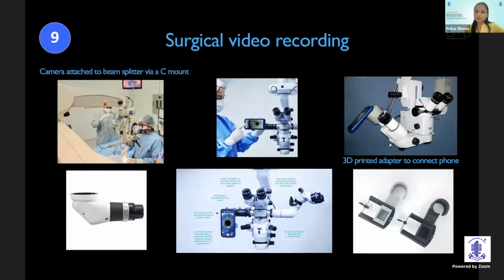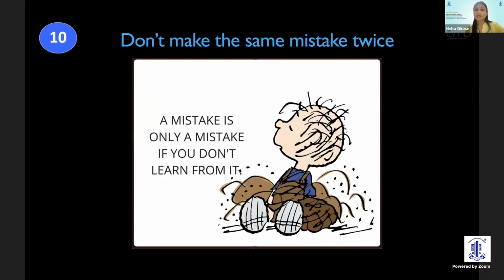Surgical video recording is extremely important. Go back home and keep examining your own surgeries, see where you've gone wrong, keep rewinding and keep watching. Nowadays, most microscopes come with a recording facility. Sometimes, even if they don't, you get readily available 3D printed adapters with which you can connect your phone. And this surgical video recording will also help you ultimately to not make the same mistake twice, so that you can quickly move on to the next steps of your surgical training.